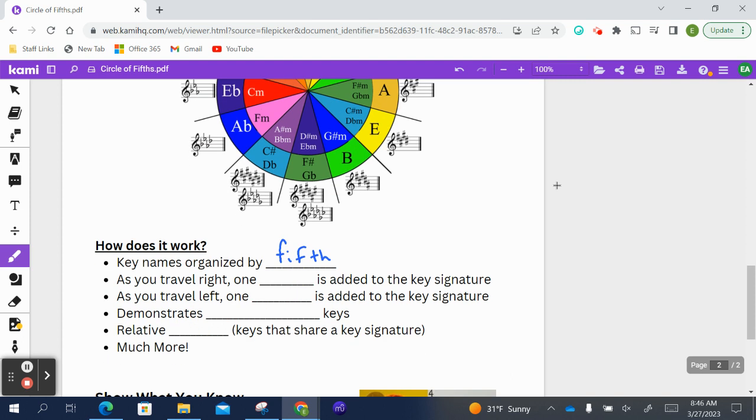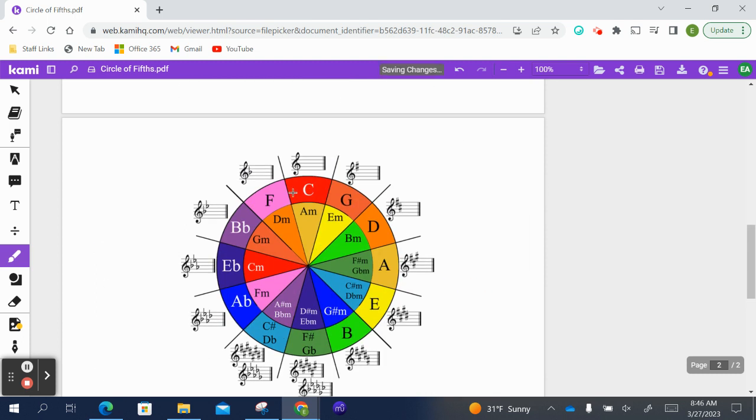As you travel to the right or clockwise, 1 sharp is added to the key signature. So the key of C major has no sharps or flats. Go a fifth higher to the key of G major, and you have 1 sharp. Now, we've talked about the order of sharps, so you should be able to say, well, I know that that's an F sharp. And we can say for sure that that checks out. We've played in the key of G before, and the key of G has an F sharp.